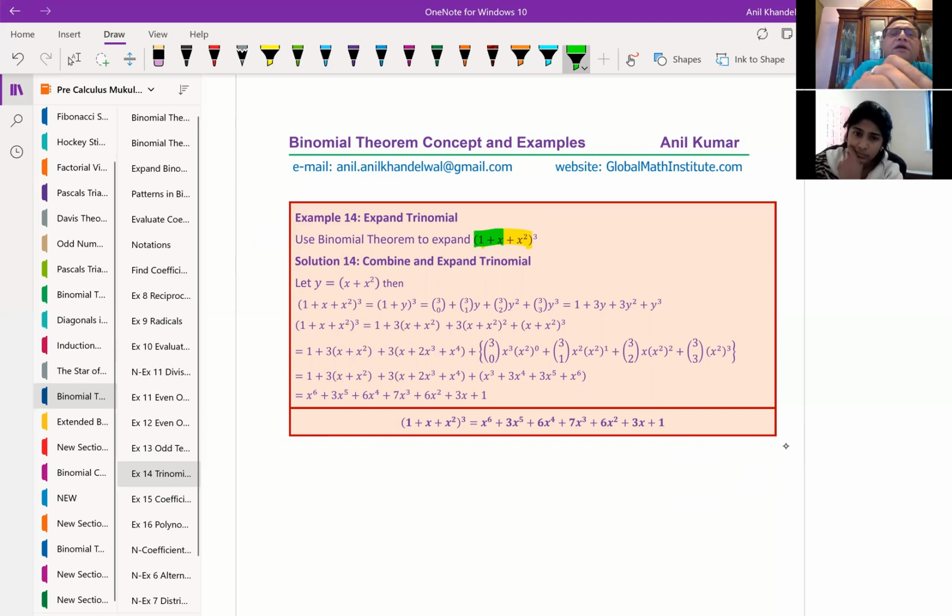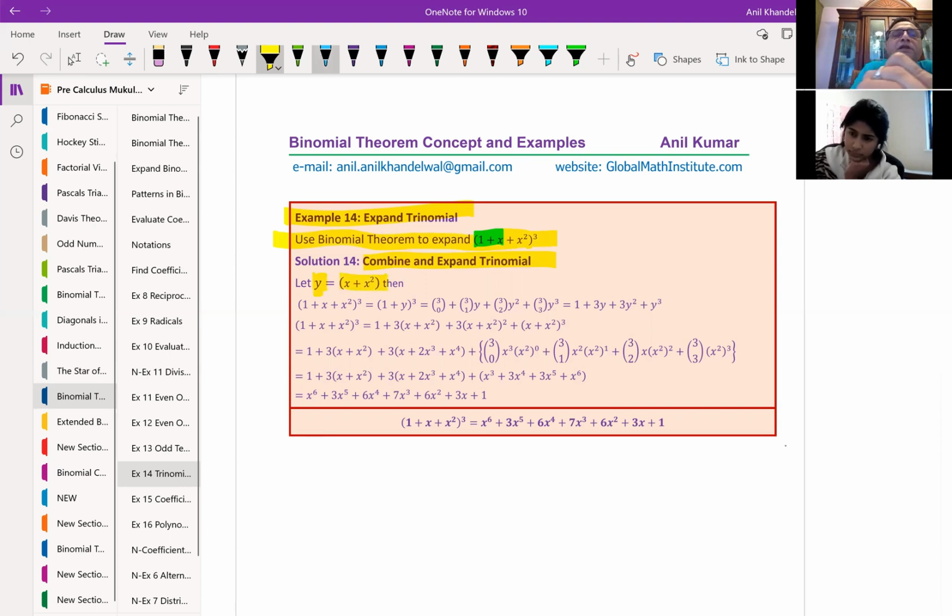That is what is focused on in this particular example. So we'll expand a trinomial now, but it gives you a concept that you could expand any polynomial. Is that clear? So the question is, use the binomial theorem to expand (1 + x + x^2)^3. In this, we are combining two terms to make it a binomial. So let y be equal to x plus x squared.